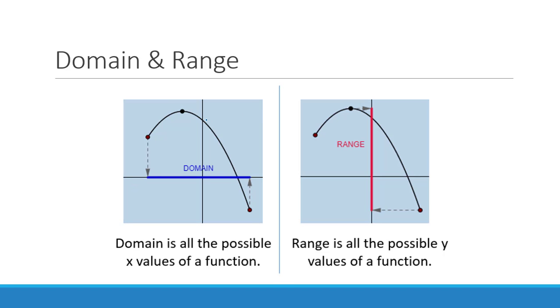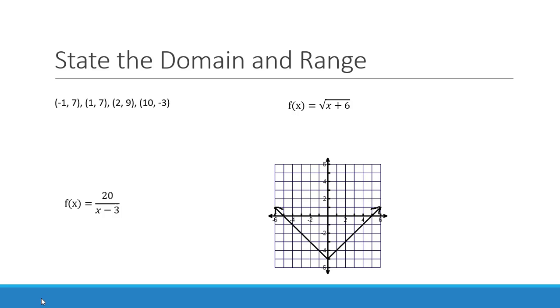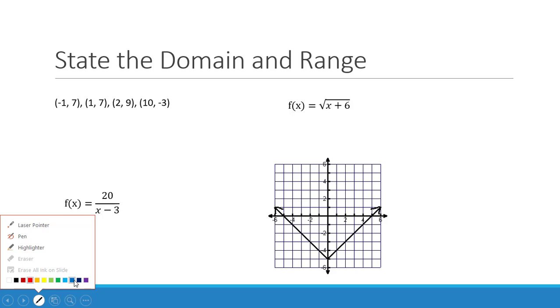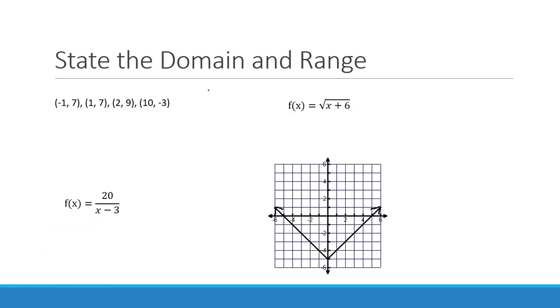Now, with functions, we have something called domain and range. So your domain is all your possible x values. Your range is all your possible y values. All right, let's look at some examples of domain and range. So if you're just given some ordered pairs, your domain is all of your x values, so -1, 1, 2, and 10. Your range is going to be all of your y values, so 7, 9, and -3. Notice I didn't write 7 twice, so anything that repeats in terms of your range, you do not need to write that twice.